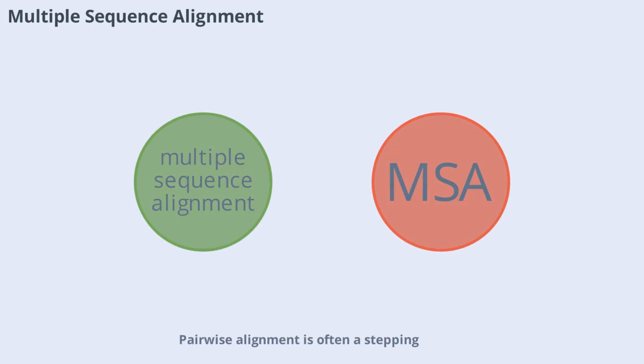Pairwise alignment is often a stepping stone to multiple sequence alignment, MSA, where more than two sequences are compared simultaneously. MSA provides deeper insights into evolutionary relationships and functional conservation, but it builds on the principles established by pairwise alignment.